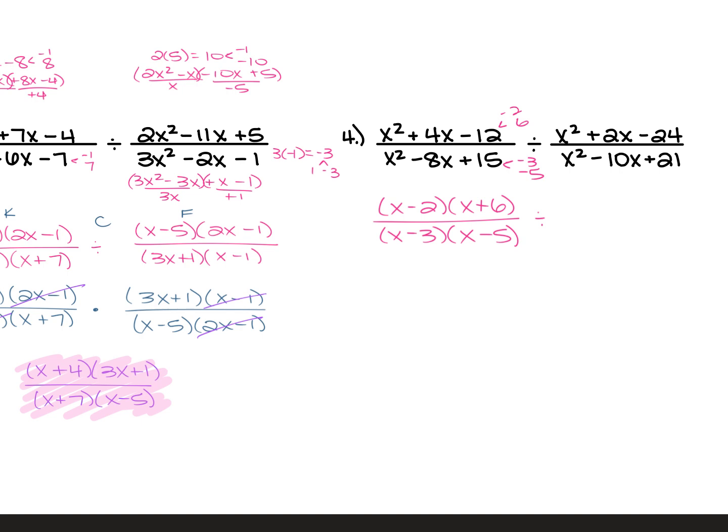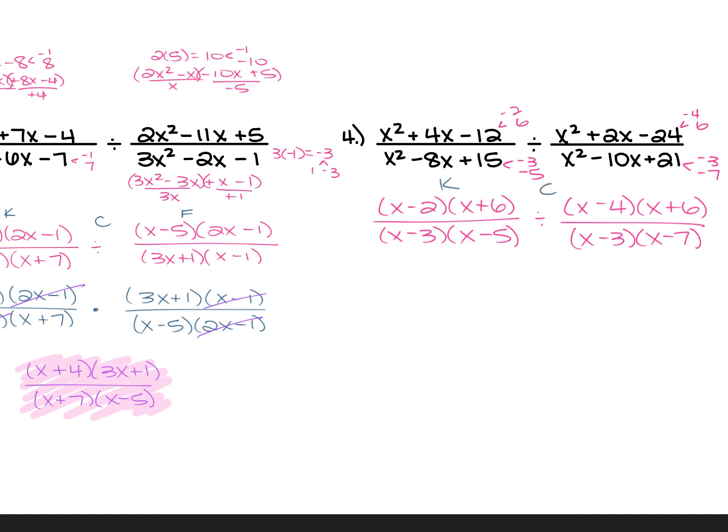Top of the second fraction, factors of negative 24 that add up to be positive 2 are negative 4 and positive 6. So that's x minus 4 times x plus 6. Bottom of the second fraction, factors of 21 that add up to be negative 10 are going to be negative 3 and negative 7. So x minus 3 times x minus 7.